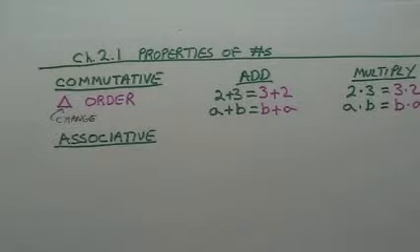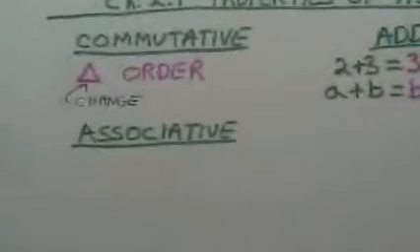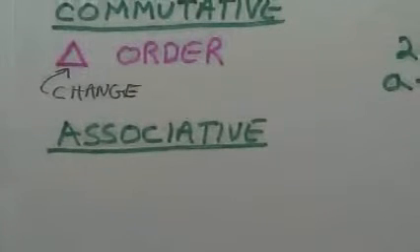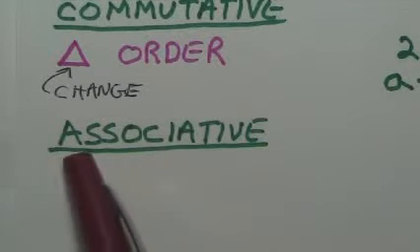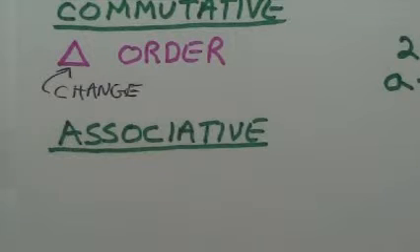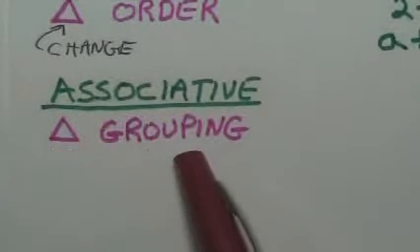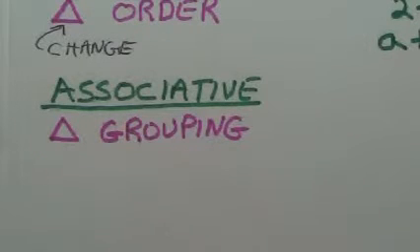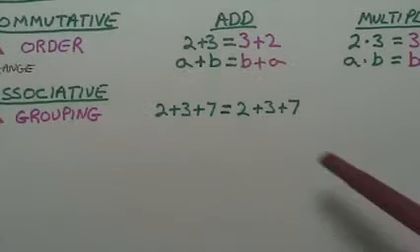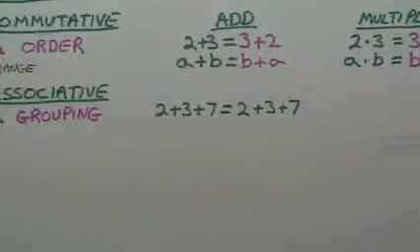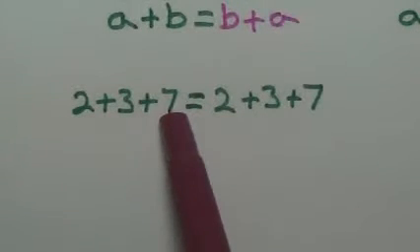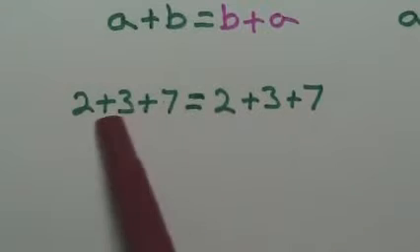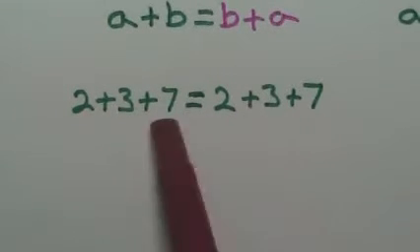Next, we have the associative property. So think of associate. Try not to think of the first 3 letters. And it basically means to change the grouping. Change the grouping. So now let's give an example for adding. If you notice, the order is the same: 2, 3, 7, 2, 3, 7. And if you add it up, this would be 5 and 7 is 12. It's 12 on both sides.